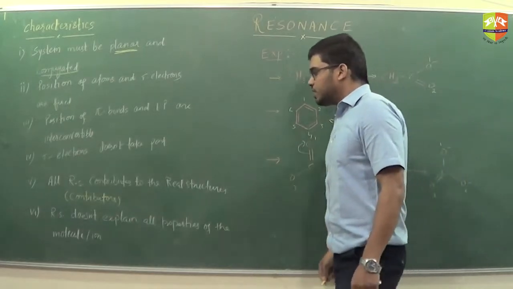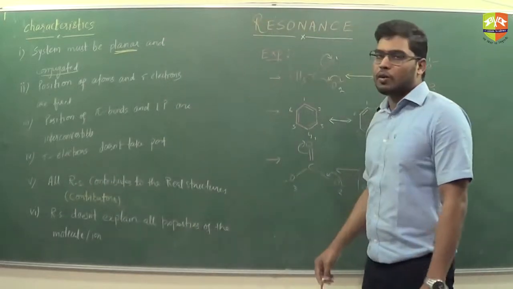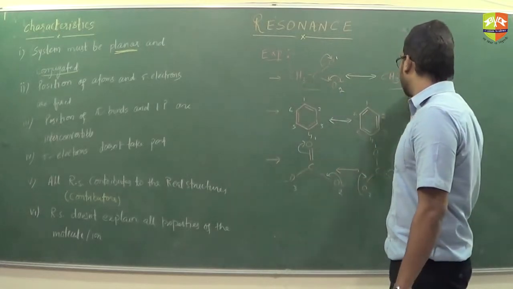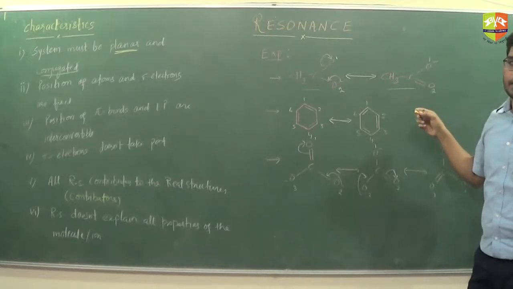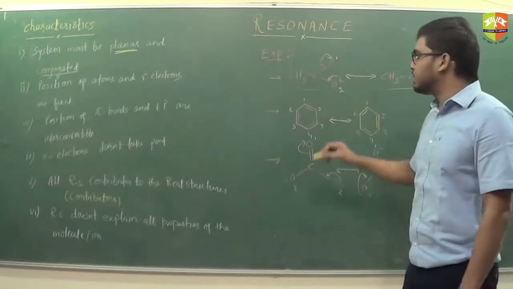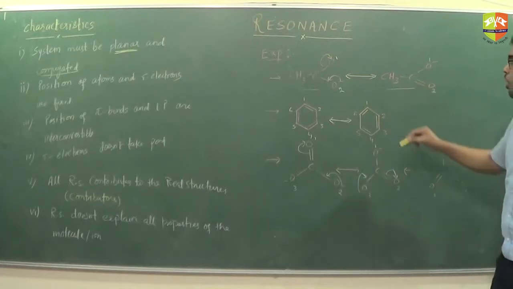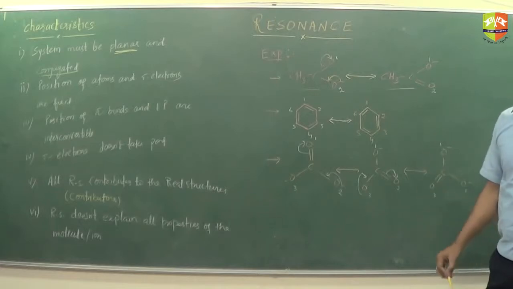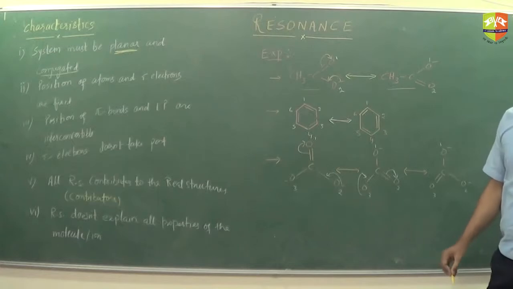So what is the meaning of this? That all RS contribute to the real structure. If I take this example, this one and this one, this molecule has a few properties and that molecule has a few properties, and this is not the actual structure of this ion. It is the acetate ion, CH3COO-. This is also the acetate ion, but none of these molecules represents the actual structure of the acetate ion. So what is the actual structure first of all?